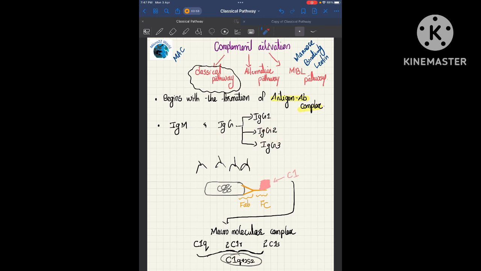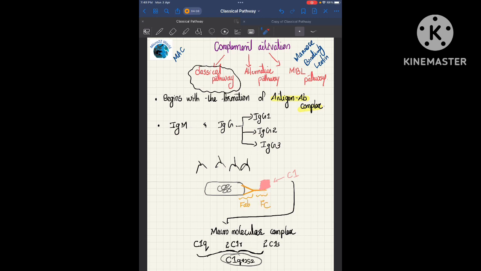Before that, consider this as a bacterial cell. Whenever this pathogen enters our body, the body studies this pathogen and synthesizes antibody against it. This antibody specifically goes and binds with the antigen. For the binding, the antibody uses its Fab portion. Once the antibody binds to the antigen using its Fab portion, there occurs a conformational change in the Fc portion of the antibody.